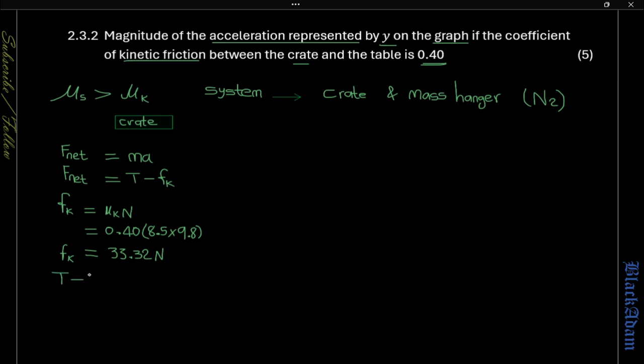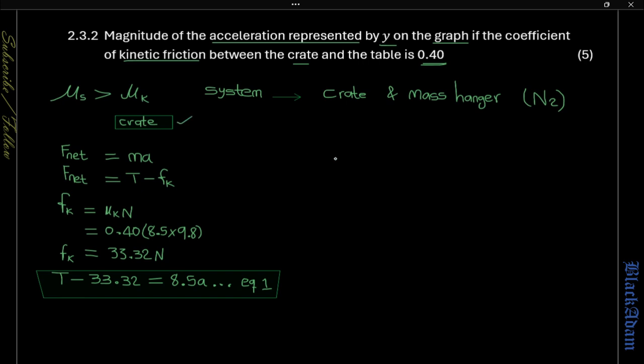And then from there we know that we have tension minus 33.32, which is the friction, is equal to MA. So we know the mass there is 8.5, so that is going to be 8.5A. And then we label that equation 1, for one part of the system, which is the crate.